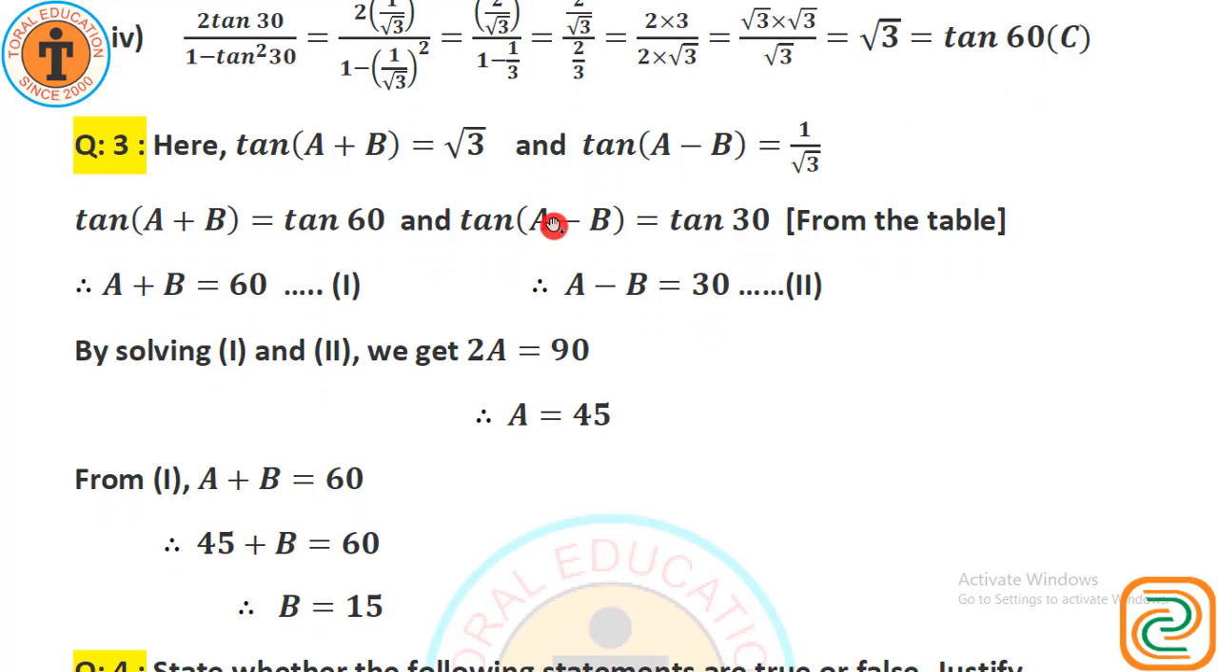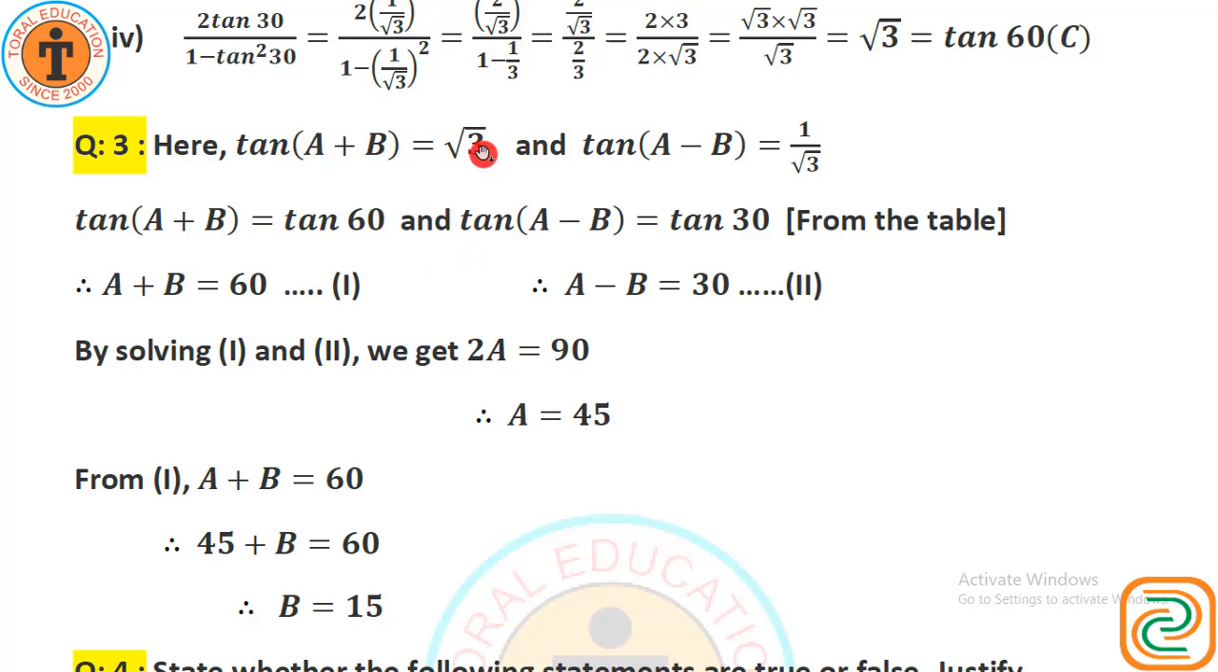Now, question number 3. There are 4 questions. Question number 3. If tan(a plus b) equals root 3 and tan(a minus b) equals 1 upon root 3, where 0 less than a plus b less than or equal to 90, a is greater than b, find a and b. We want to find out a and b. So what will be here?